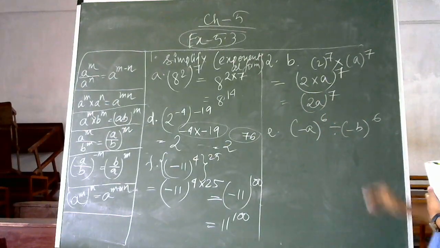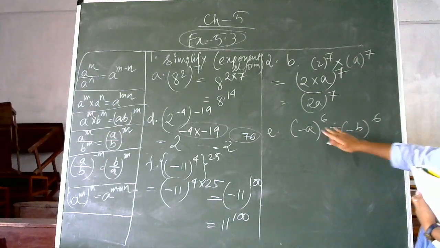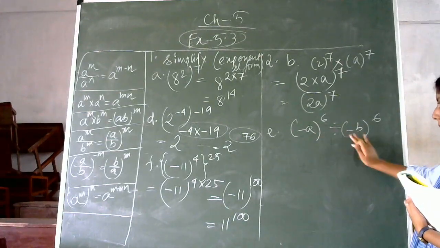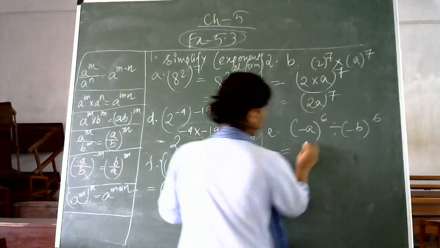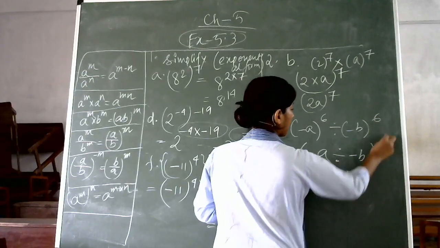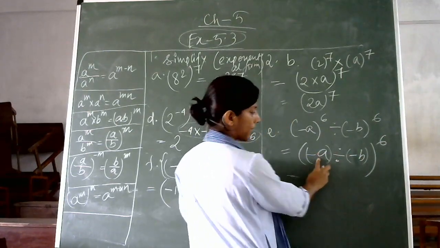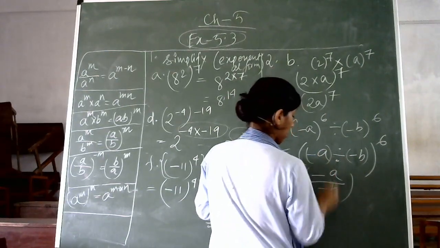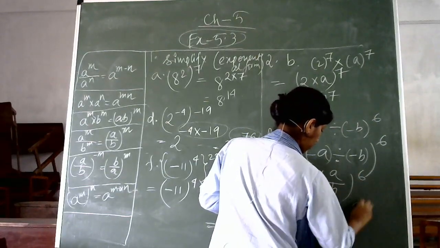Okay, now here you see it was multiplication, it is division. Same type of question. Different base, same power. So since it's division, we will do division and we'll write the same power. So minus a divided by minus b is how much? Minus minus will get cancelled. So a by b.